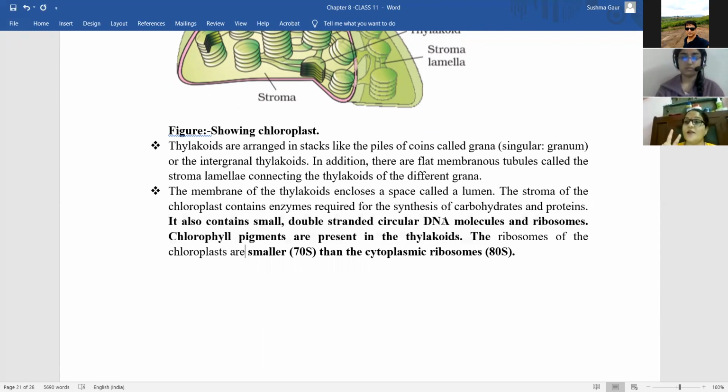But there is one difference in the DNA in both cases. Ma'am, this is double and the other one was single. Yeah, both are circular. That was also circular. This is also circular, but that is single stranded, and this is double stranded. Okay?